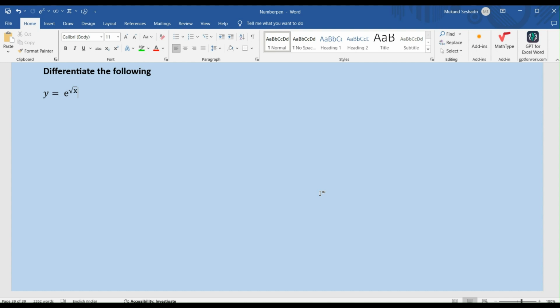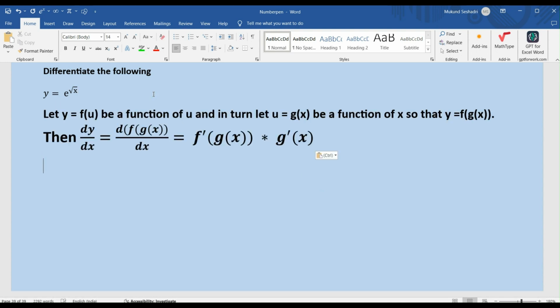Then I'm going to put up the chain rule, which is what we will be using to solve this particular problem, or the composite rule in differentiation. Let y equals f of u be a function of u, and in turn let u equals g of x be a function of x, so that y equals f of g of x. Then dy by dx equals d by dx of f of g of x, equal to f dash of g of x, which means my f dash is with respect to g of x, into g dash of x, which is with respect to x.